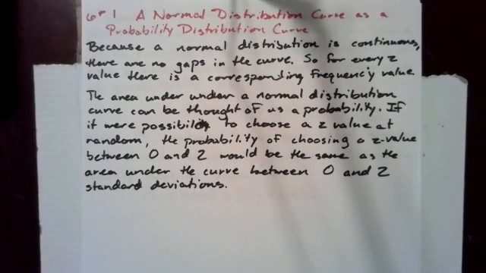In this video, we will discuss using a normal distribution curve as a probability distribution curve. Because a normal distribution is continuous, there are no gaps in the curve. So for every z value, there is a corresponding frequency value. The area under a normal distribution curve can be thought of as a probability. If it were possible to choose a z value at random, the probability of choosing a z value between 0 and 2 would be the same as the area under the curve between 0 and 2 standard deviations.